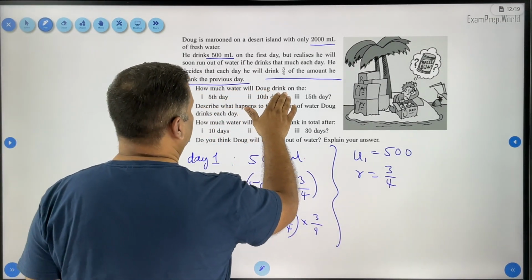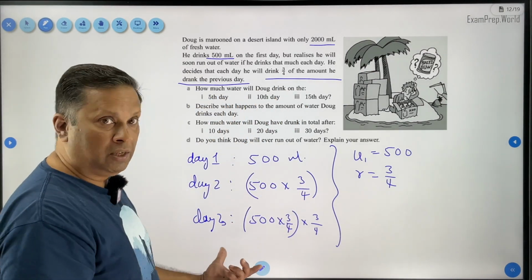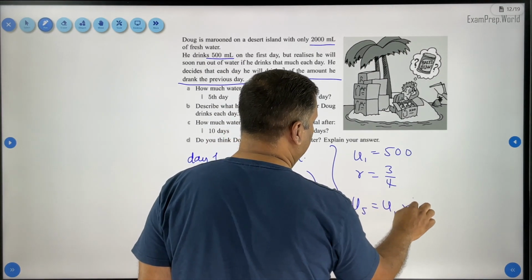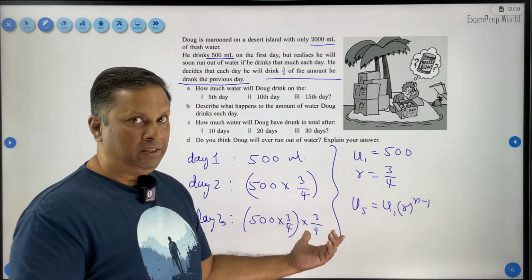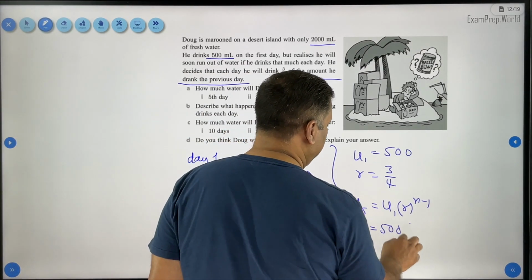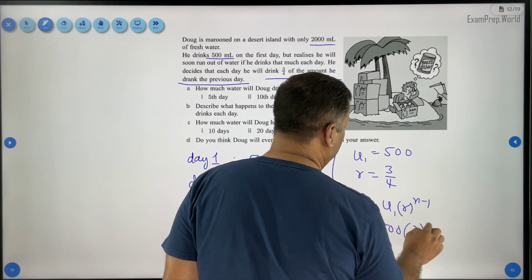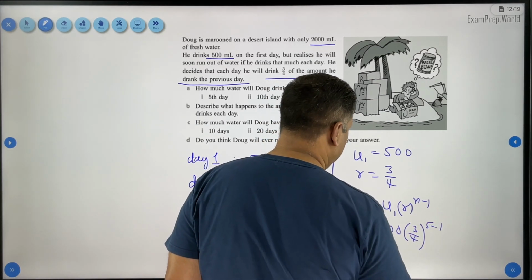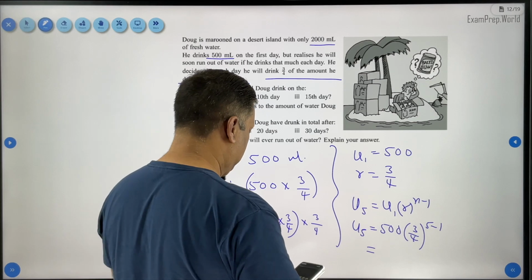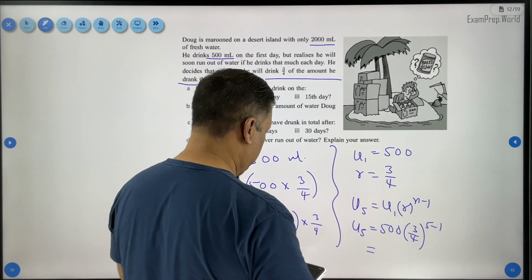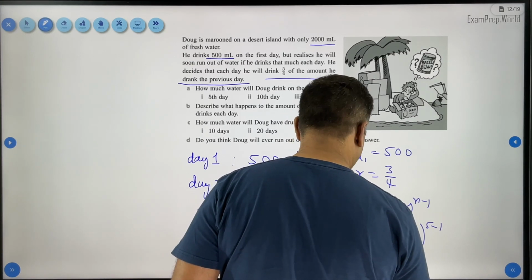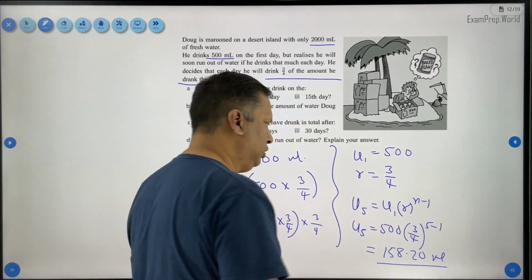So how much water will Dow drink on day 5? 5th. That means they are asking U5. So U5 is U1 into r to power n minus 1. This is our formula for geometric sequence, right? So let us see. U5 will be 500 times 3/4 whole to the power 5 minus 1. How much is that? So we need a calculator. 5 minus 1 is 4, so we will straight away do the power 4. It is 158.20 ml. He drinks on the 5th day.